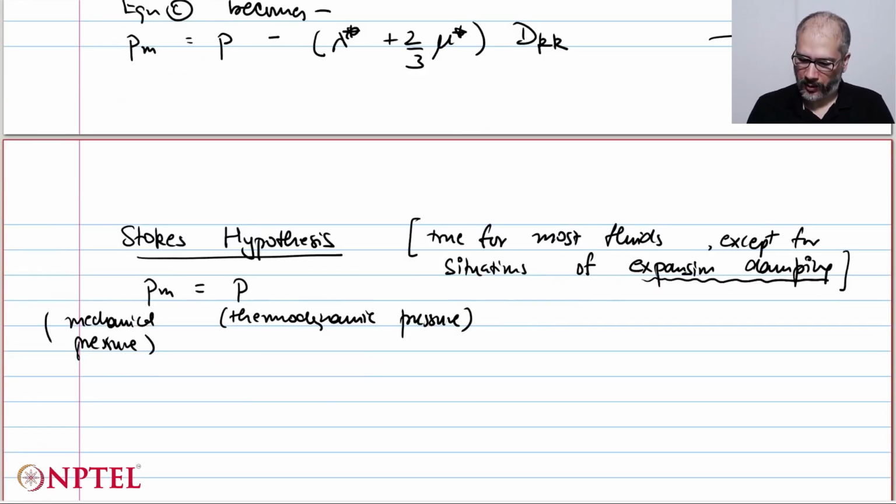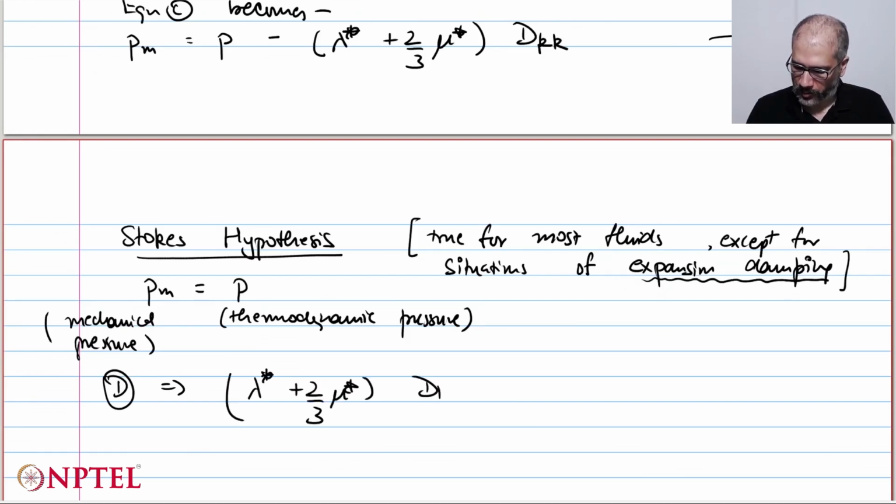So from equation number D, if I put the mechanical pressure Pm equal to P, that basically means that this term, lambda star plus 2/3 mu star times dkk, is 0 whenever this Stokes hypothesis is valid. Now dkk is the trace of the rate of deformation tensor. The rate of deformation will not have a 0 trace all the time because it does have an isotropic part as well. In fact, we know that this dkk is responsible for the volume change in the fluid. Remember, this dkk is simply vk comma k, that is the divergence of velocity. And we showed that the divergence of velocity, vk comma k, is 0 for isochoric motions, but for situations where the volume is changing, which it can in fluids like gases, then dkk is not 0. So dkk is not identically 0 all the time.